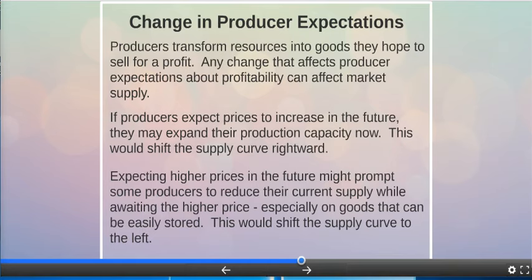Expecting higher prices in the future may prompt some producers to reduce their current supply now while awaiting the higher price, especially on goods that can be easily stored, like oil. Crude oil can be left in the ground. Grain can be left in a silo. If they expect higher prices in the future, they're going to hold on to these things so in the future they have them to sell. This would shift the current supply curve to the left, and then the future supply curve will shift to the right.